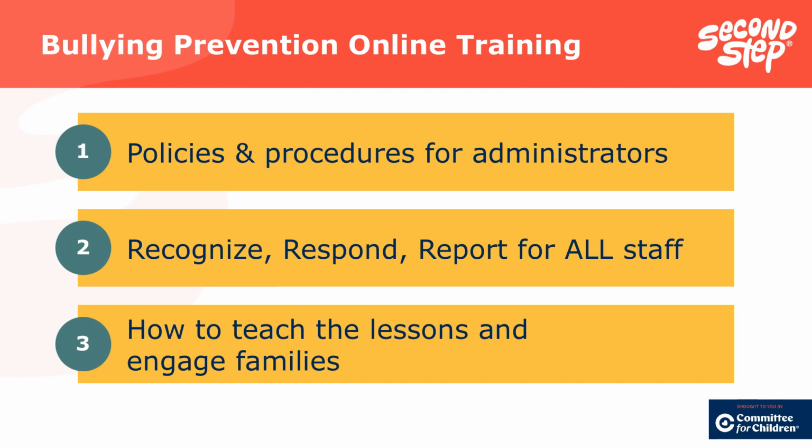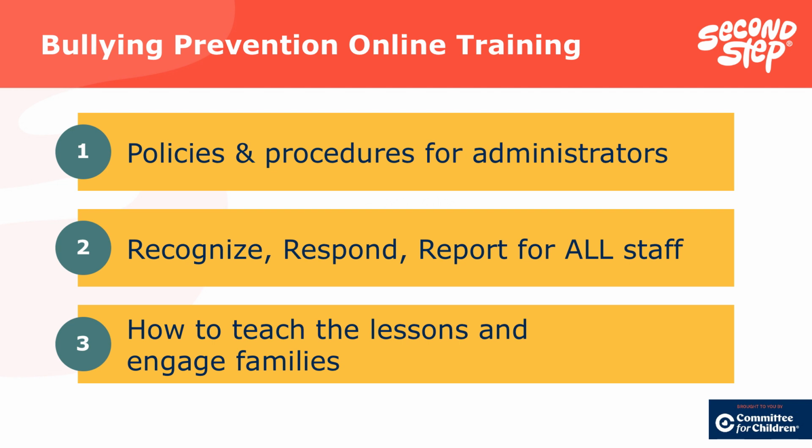As I mentioned, diving a little deeper into the bullying prevention training itself, there are 3 modules and it's completely role-based. Depending on your role within the school, you would take at least 1 of these modules, but possibly all 3, depending on your role. Module 1 is for principals and program coordinators. It takes about 45 to 60 minutes to complete, and it deals with policies and procedures for administrators.